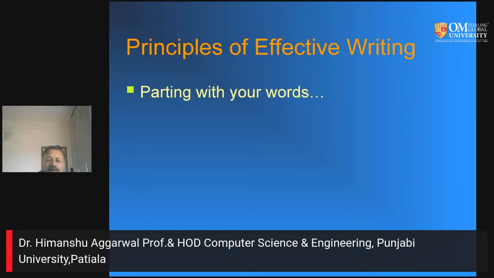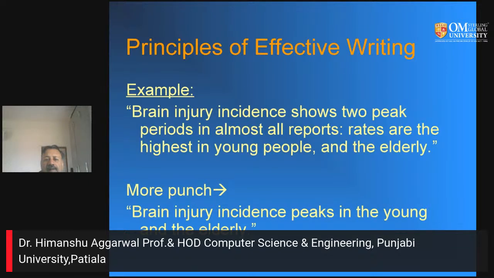Parting with your words. Here is an example. Brain injury incidence shows two peak periods in almost all reports. Rates are the highest in young people and elderly. So this can be said in a very simple manner: brain injury incidence peaks in the young and the elderly. So no need of writing so many other words.